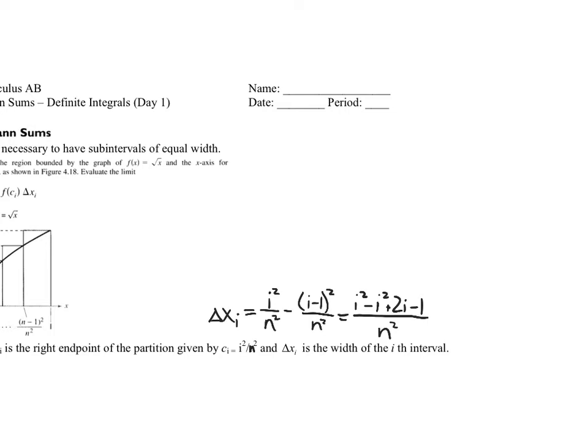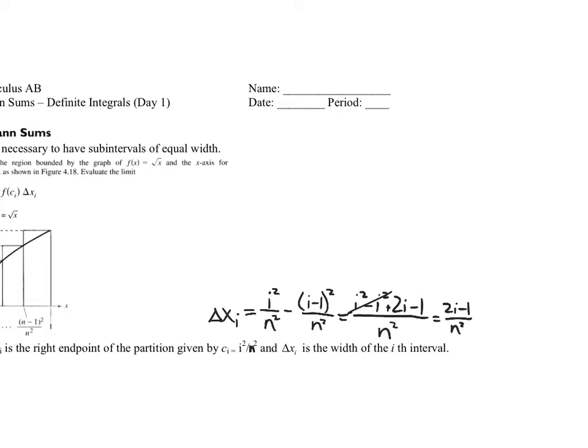And of course, the I squared minus I squared is 0, so delta x sub I is simply 2I minus 1 over n squared. Okay? Is everyone with me so far?